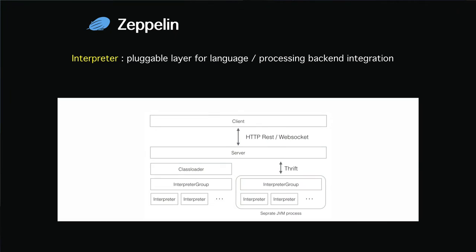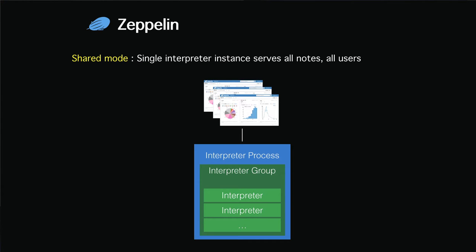And like I mentioned, the interpreter is basically running as a separate process and communicates with the Zeppelin daemon using Thrift messaging. There are three different modes that you might be interested in because they relate to how Zeppelin integrates with Spark and Scala. The first one is shared mode. Shared mode is one interpreter process, and there are interpreter groups inside of a process, and each interpreter group has multiple interpreter instances.